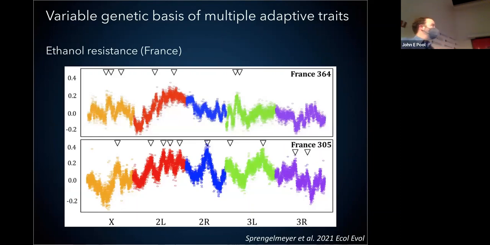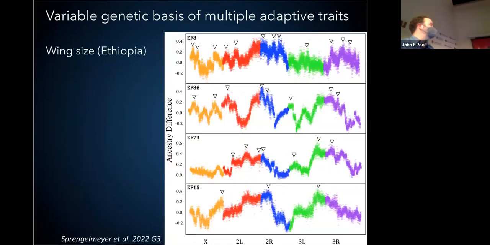But here I'm showing you the same sort of design, where this is a cross between one France strain and one Zambia strain. And these arrows up here indicate the significant QTLs that were inferred by SIBSAM for ethanol resistance between that pair of strains. But if we just take a different France strain and a different Zambia strain from the same local collections originally, then we do the same experiment, we get almost a completely different set of QTLs. So the same thing happens with ethanol resistance, and so this trait too apparently has a variable basis.